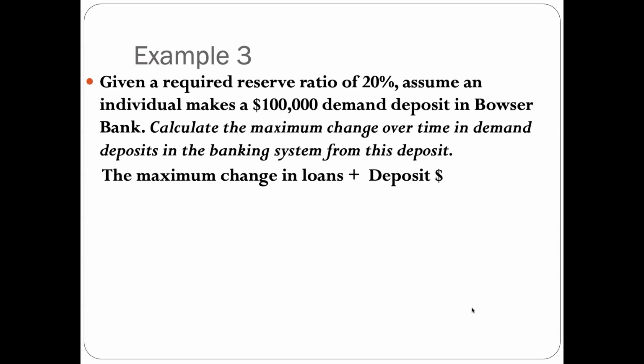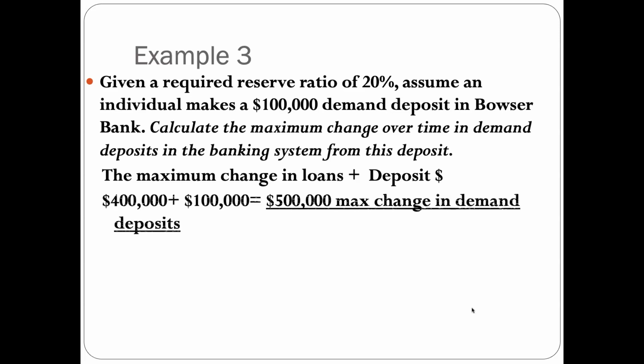So this is basically going to be the max change in loans plus the deposit money. From example 2, we saw the max change in loans was $400,000, plus we now have to add the initial demand deposit of $100,000, and you're going to get $500,000 max change in demand deposits. Another way you can do this is you can take total reserves times 1 over reserve requirement ratio. So the total amount put in, which is 100,000, times the money multiplier, which we calculated from example 2, is 5, you get $500,000. Probably a little easier to do the first way, but the second way works as well.